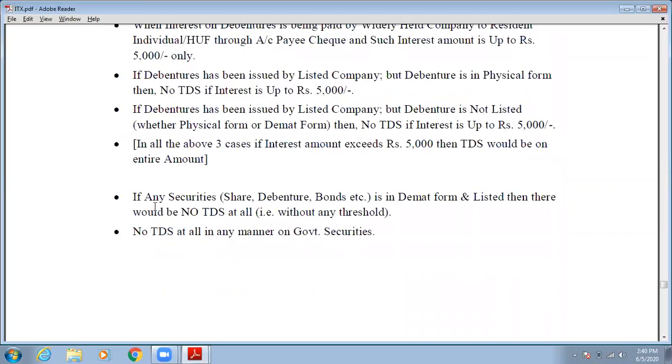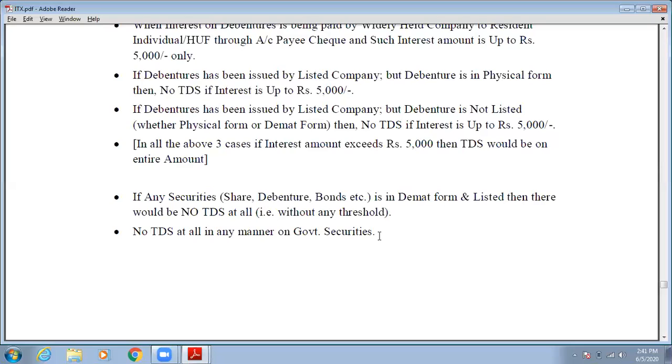Then if any securities, shares, debentures, etc. are in demat form and listed, then there would be no TDS at all, without any twist. No TDS at all. If you are receiving any interest income or any dividend on shares and debentures in demat form, not in physical form, and these shares and debentures are listed, then in that case, all in any manner of government securities.